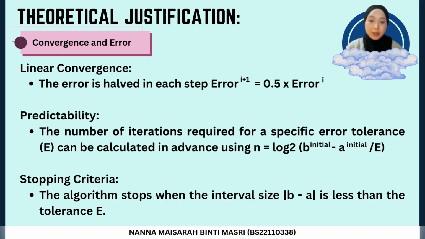Finally, regarding our error control, the bisection is unique because we can calculate exactly how many iterations are needed to reach a specific tolerance before we even start. The error is strictly bound by the width of our interval b minus a, so we stop the algorithm once the width falls below our tolerance level, ensuring the answer is accurate.